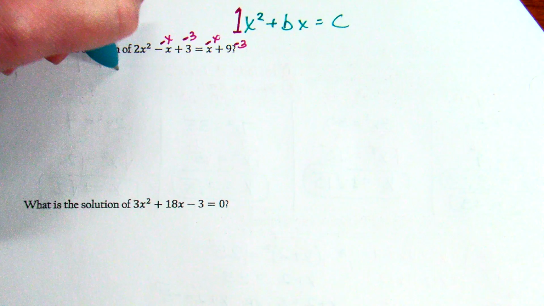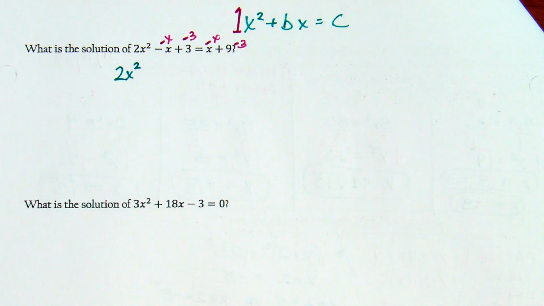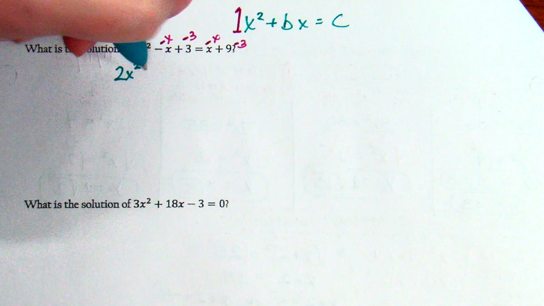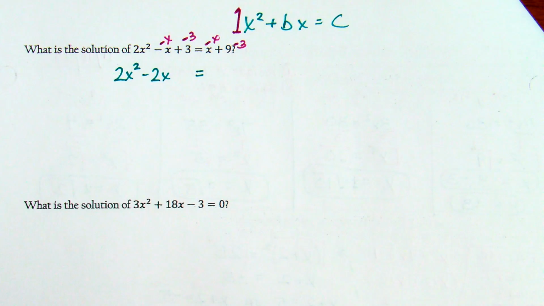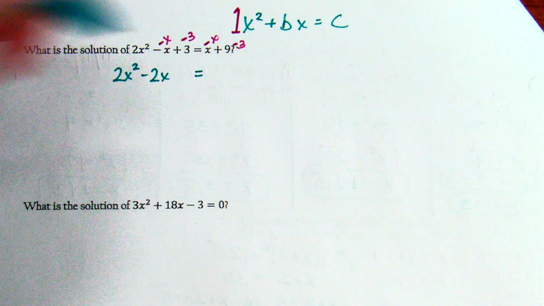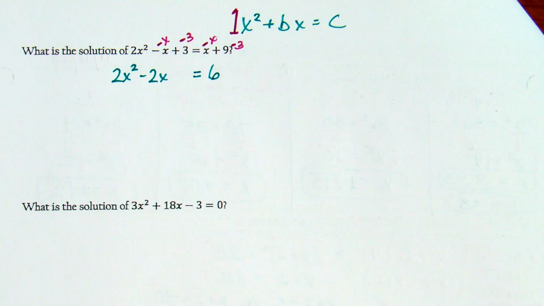Okay, let's write out what we have here. We have 2x squared. What's negative x minus x? Minus 2x. 3 minus 3 is 0. I'm going to leave a gap. x minus x is 0. 9 minus 3 is 6. So I have 2x squared minus 2x equals 6.